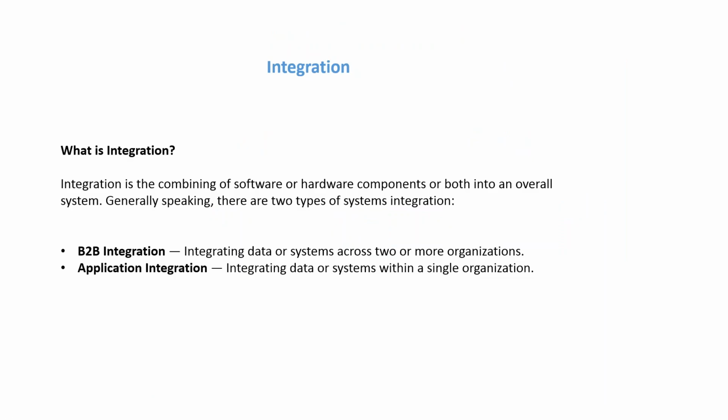And what is integration platform as a service? So, what is integration? It is nothing but combining your software and hardware components into an overall system. You have two types of integration: business to business integration and application integration. Business to business integration means integrating data between two or more organizations, and application integration means integrating data only within a single organization.